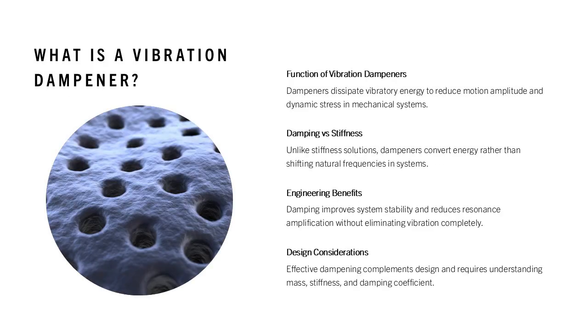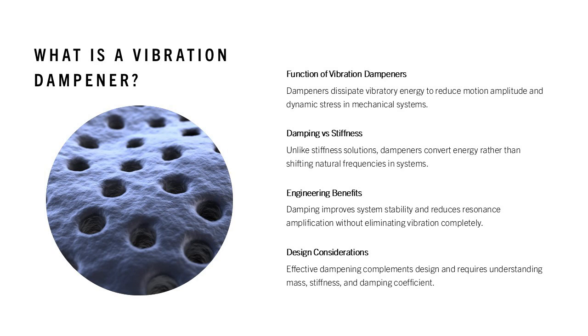A vibration dampener is a device or material designed to dissipate vibratory energy, reducing motion amplitude and dynamic stress. Unlike stiffness-based solutions that shift natural frequencies, dampeners primarily work by converting mechanical energy into heat through material deformation or fluid shear.